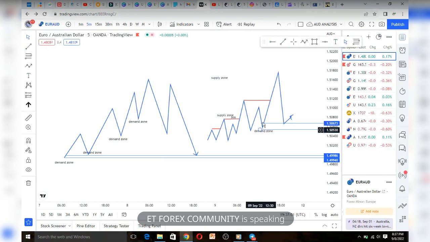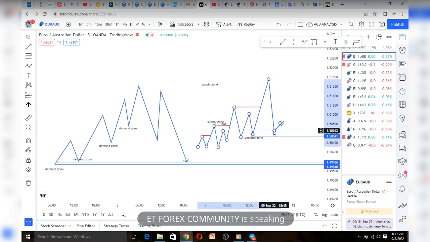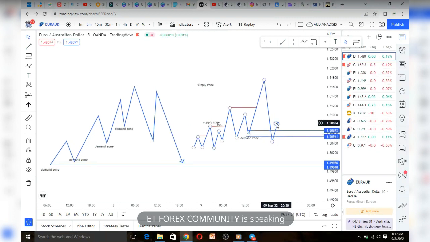So you can see the market went up, came back to this demand zone. Like I said again, this demand zone must not be broken. If this demand zone is broken, that means this demand zone is invalid, no longer in use. It can mean that this market is no longer going up, it is now coming down. That's what this market can mean.